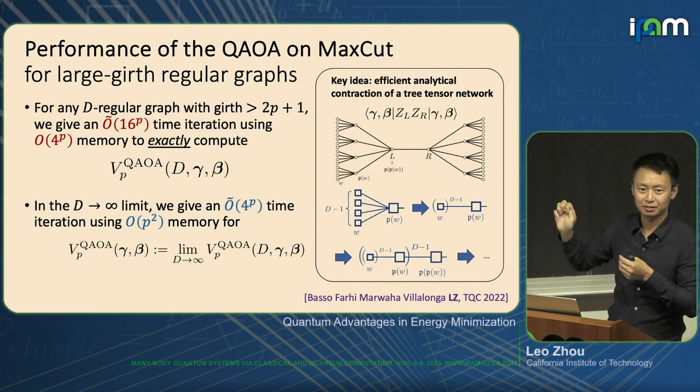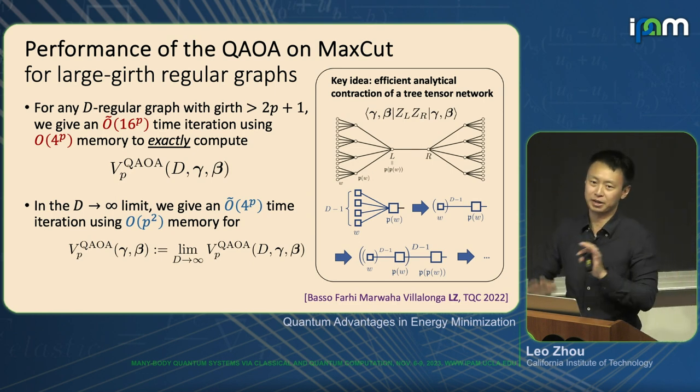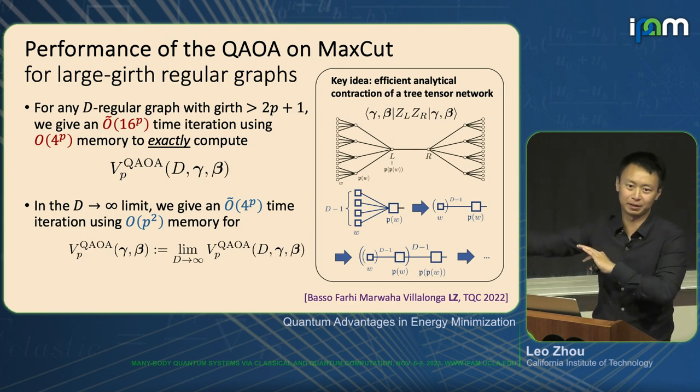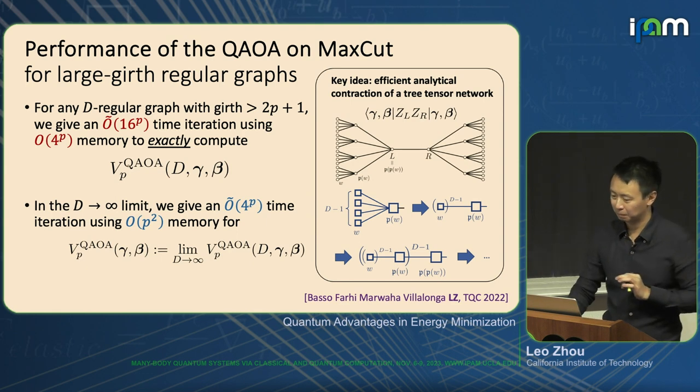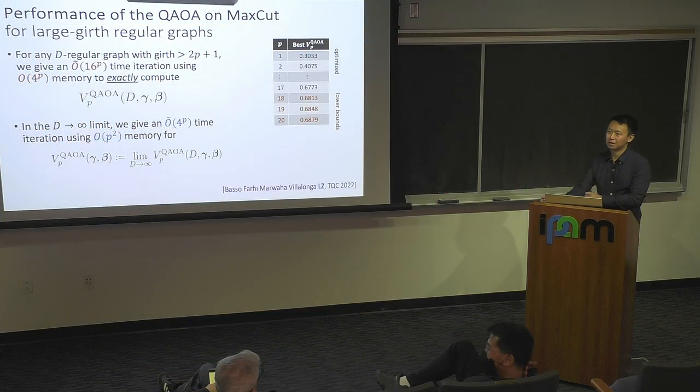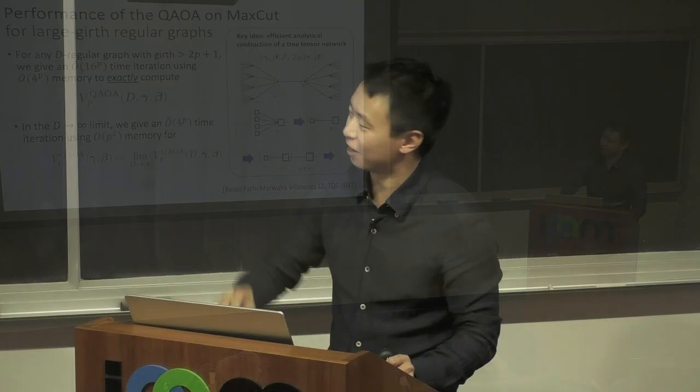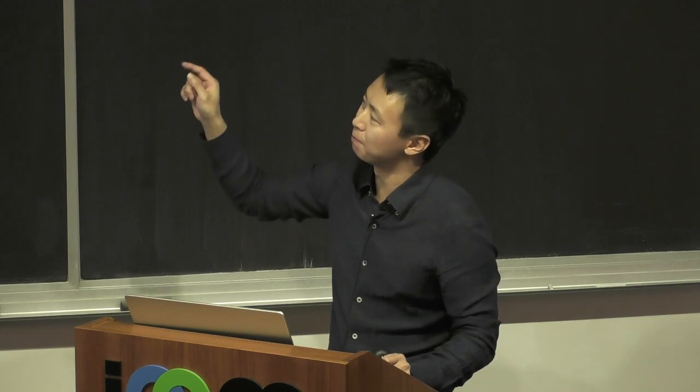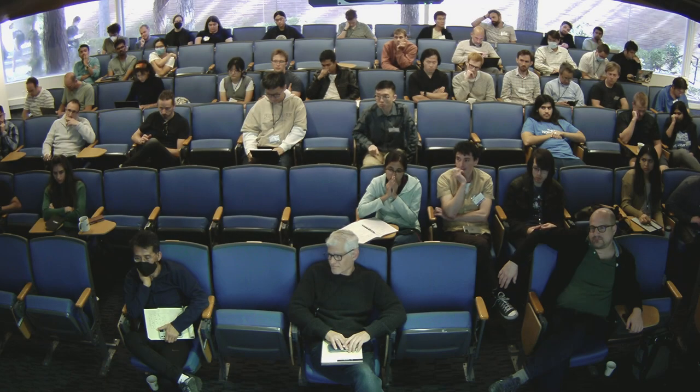So your cost doesn't depend on the number of nodes? The cost does not depend on the number of nodes. So you can think of this as already taking the thermodynamic limit in some sense. Are you assuming anything about boundary conditions when you do that? No, you can have things that loop. Periodic boundary conditions? Well, we assume that there are no small loops, so any loop must be larger than 2p plus 1 in length in this graph. But large loops are okay then? Large loops are okay, yes.